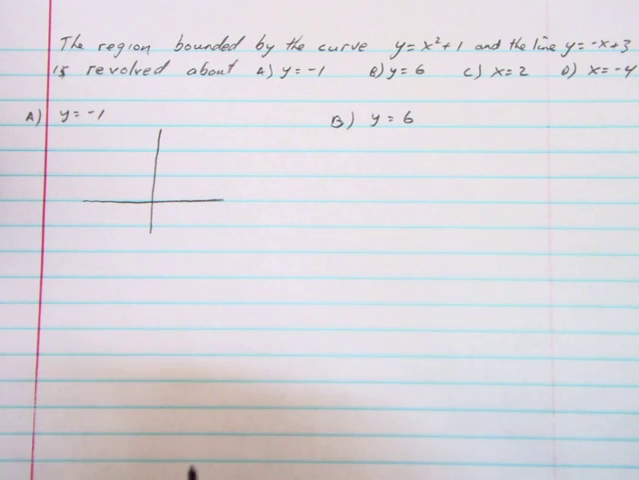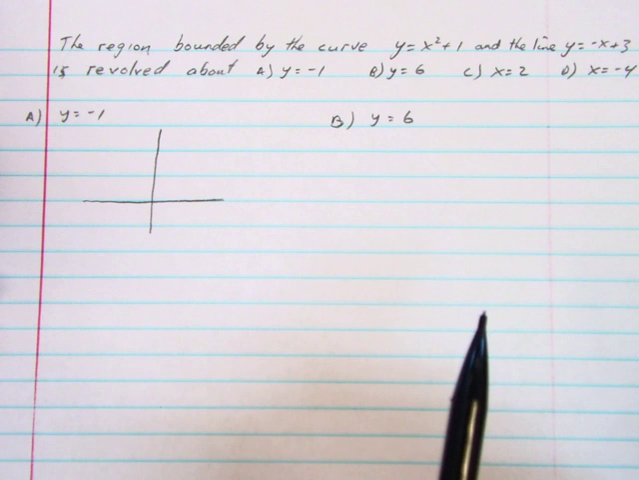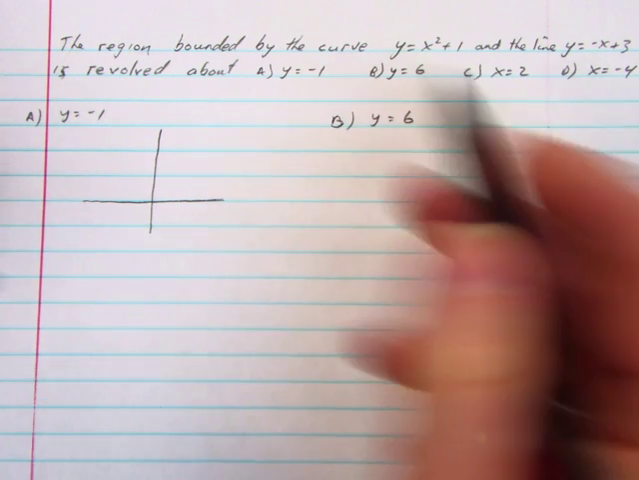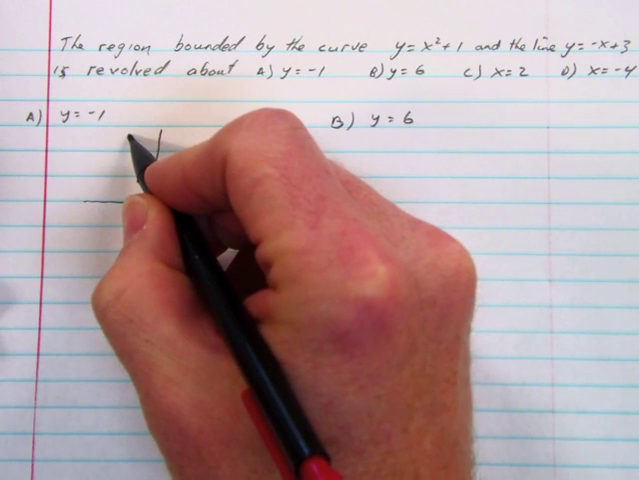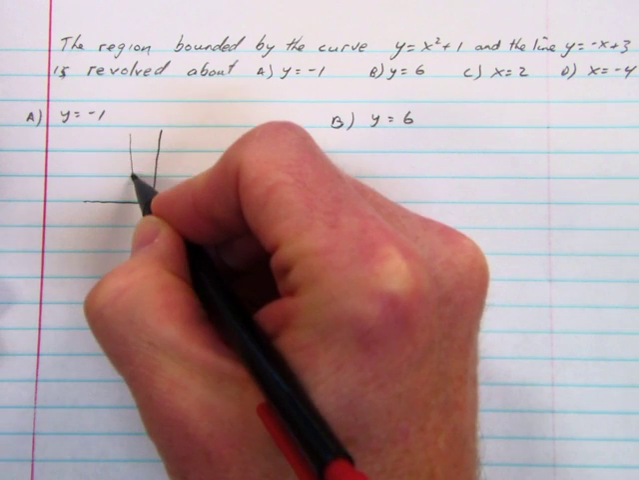The purpose of this video is to show you one region and then see how it's affected when we revolve around 4 different lines. So the first thing we're going to do is start off by drawing our region. We have this parabola, y equals x squared plus 1, so it's shifted up 1 unit. And we can kind of think of these as being 2 units each.